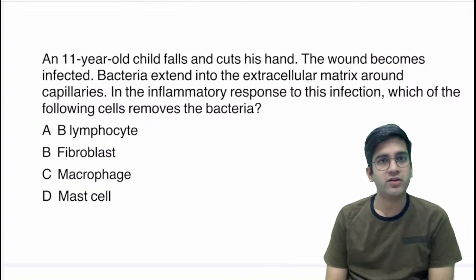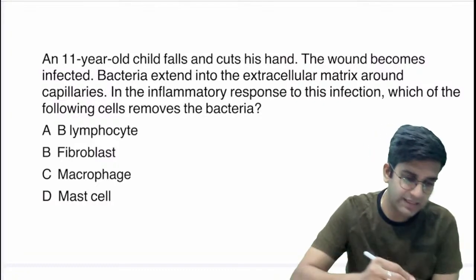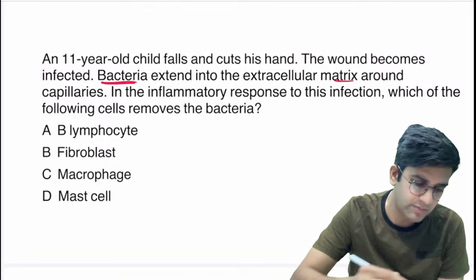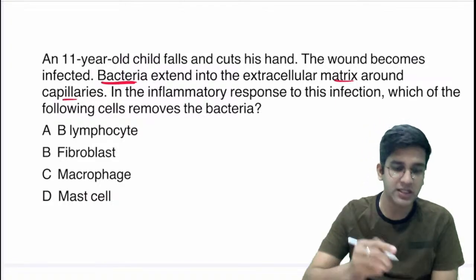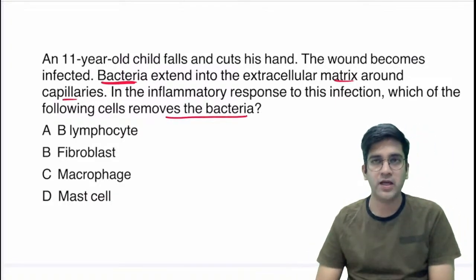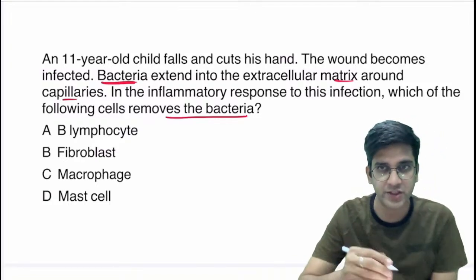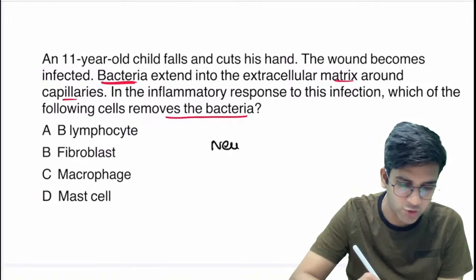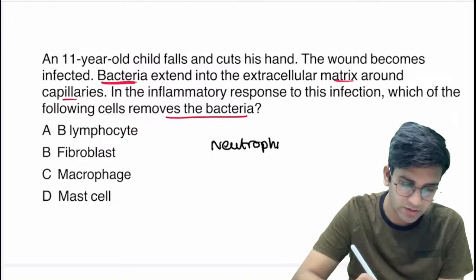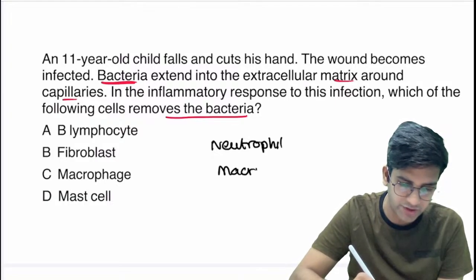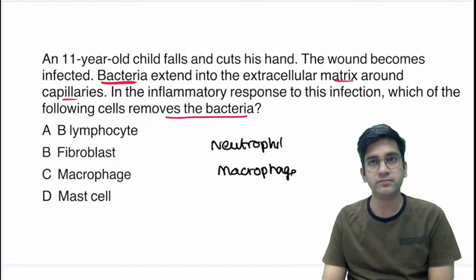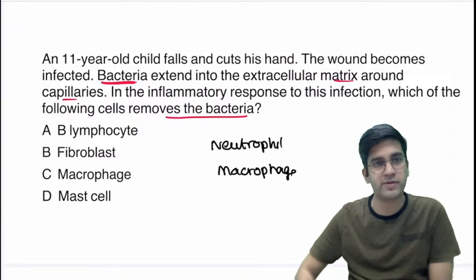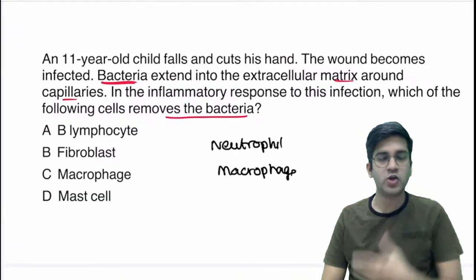An 11-year-old child falls and cuts his hand. The wound becomes infected and the bacteria extend to the extracellular matrix surrounding the capillaries. In this inflammatory response, which of these cells removes the bacteria? Fine. Okay, let's say I have 2 options in this question. One, let's assume it's neutrophils. Second, let's assume it's macrophage. Now tell me which will be a more appropriate answer. What should be the more appropriate answer here? If one option is neutrophil, one option is macrophage.